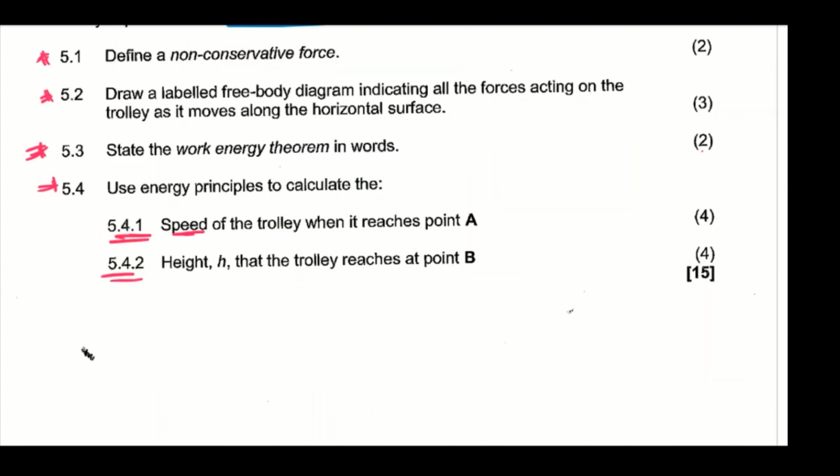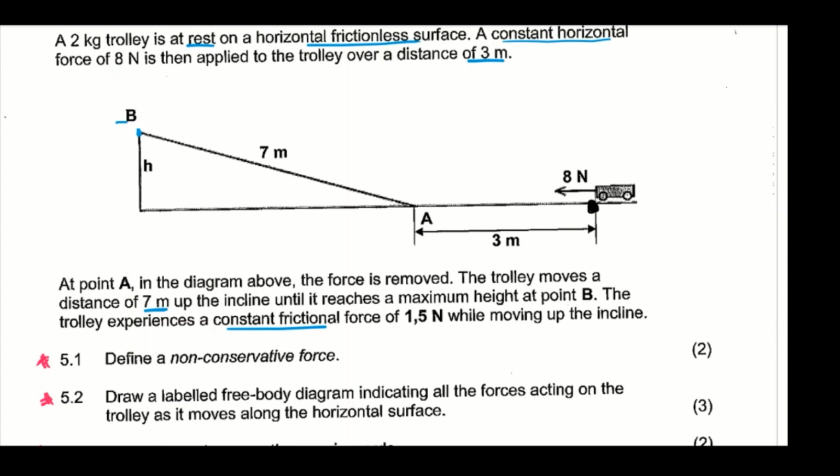Now we're going to do 5.4.2, which says we must calculate the height h that the trolley reaches at point B. What we know is that this trolley, from A to B, is going to experience friction of 1.5 newtons over this distance. Because we want to find the height, we know that this is h, but the initial height at point A is 0. The final height is what we want to find out.